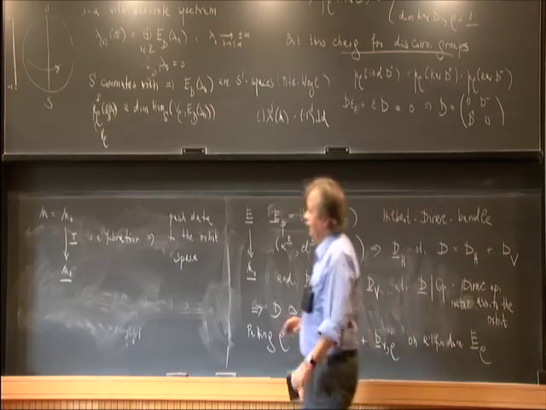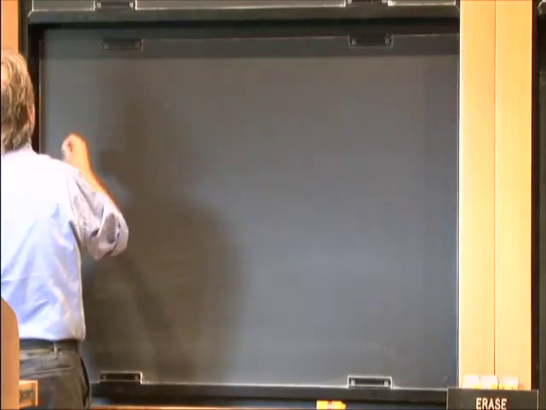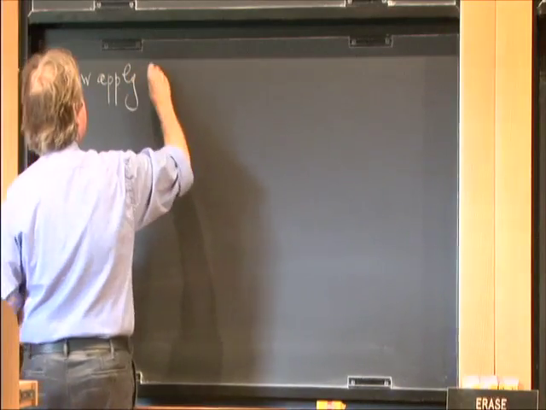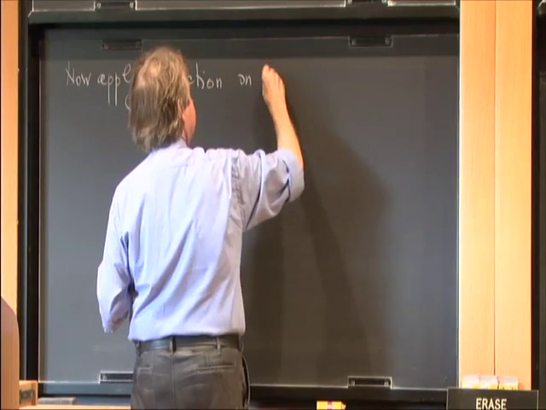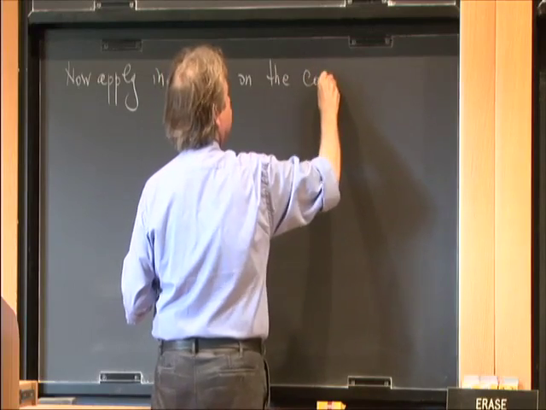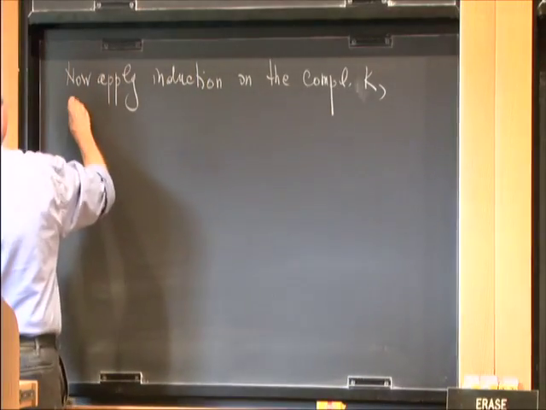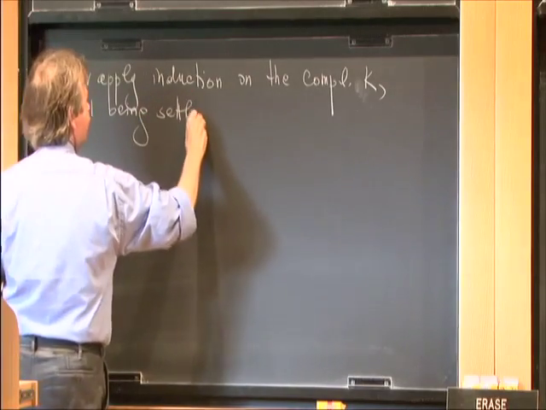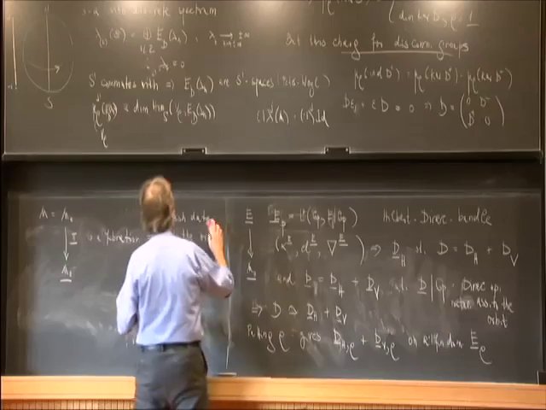What you want to do in general is to apply induction on this complexity k, and k equal 1 is the case I just treated, being settled. So what do you want to do? Now we have to make a choice of things to leave out.